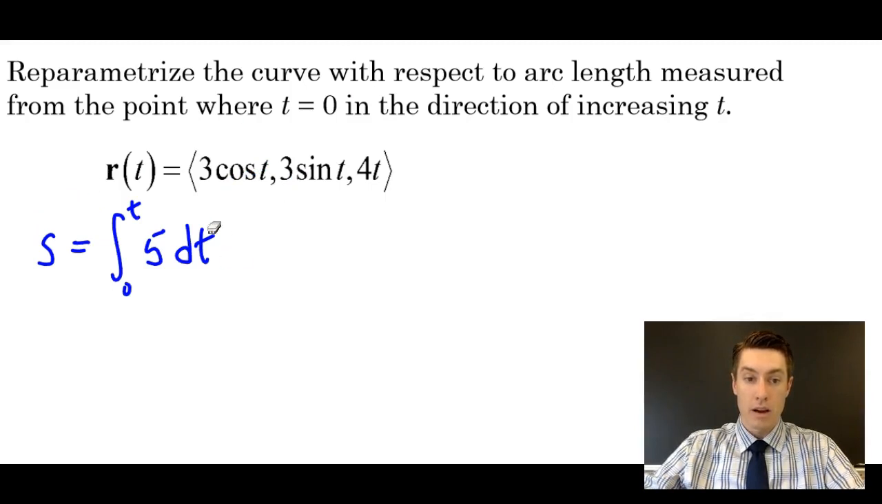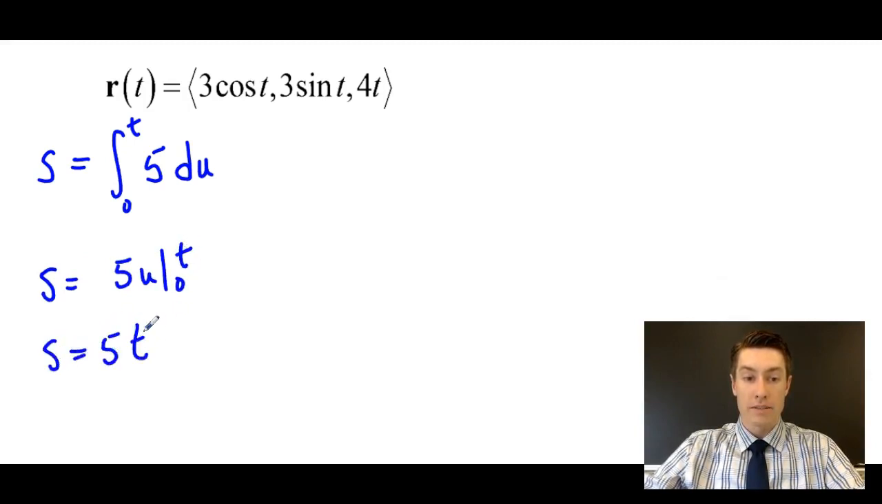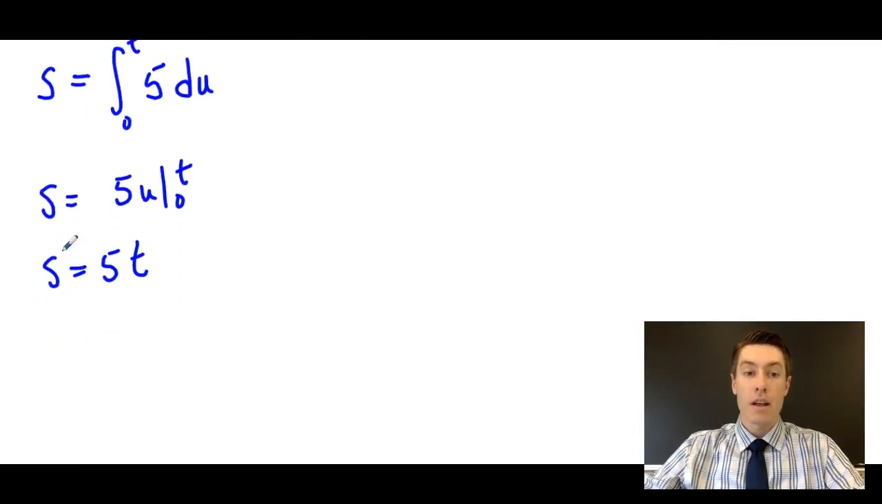And actually, I need to be careful. Can't use t here. Okay, so I got to use u, because t is in our bounds of integration. Okay, so I'm okay making that mistake because it allows us to talk about it. So then the arc length s is equal to 5u evaluated from 0 to t. So s is equal to 5t. So the relationship between arc length and time right now is that the arc length is equal to 5 times the time. But what we want is t as a function of s, so t is equal to s over 5.